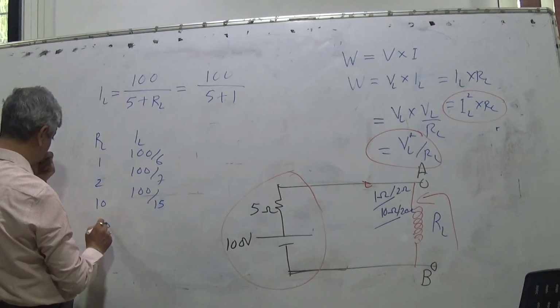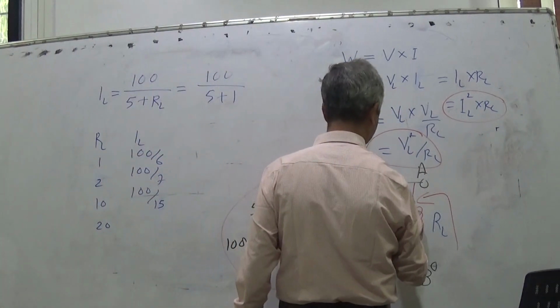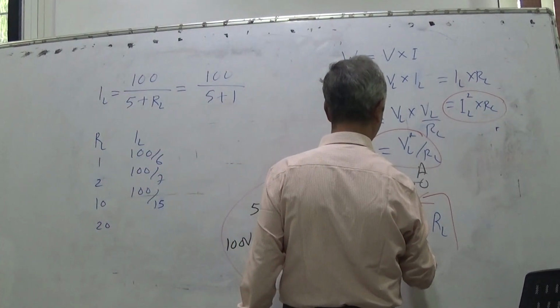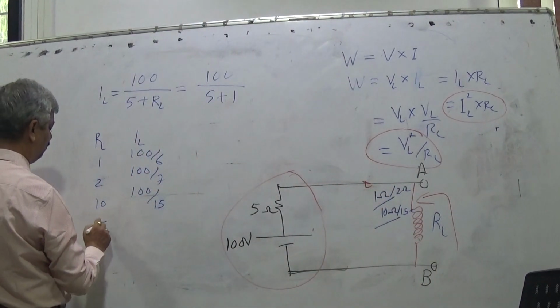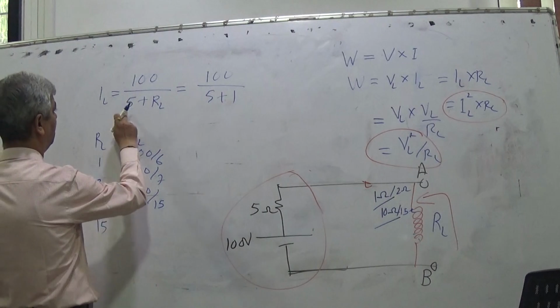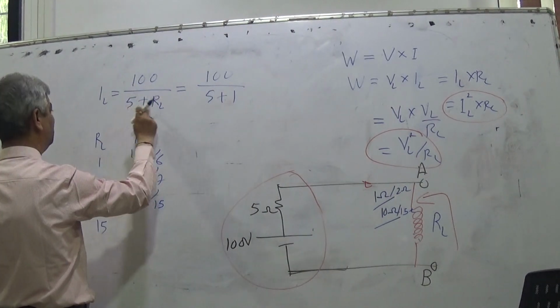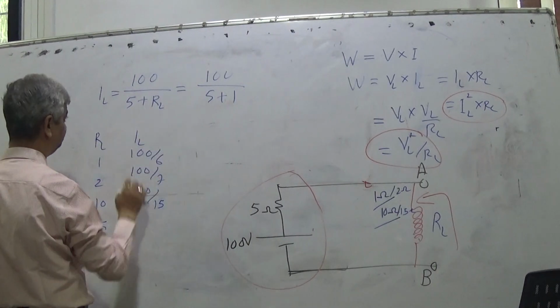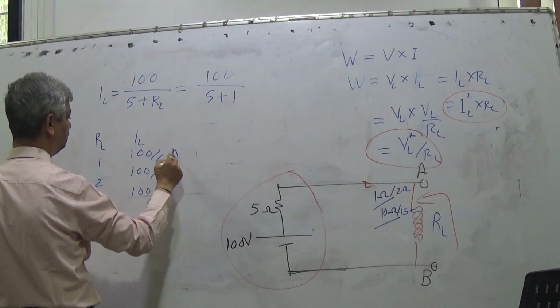RL could be 20 ohm, or just for the sake of change, there is no point in Y15 or Y20. If RL is 15 ohm, the current would be 100 upon 5 plus 15, that is 25 amperes.